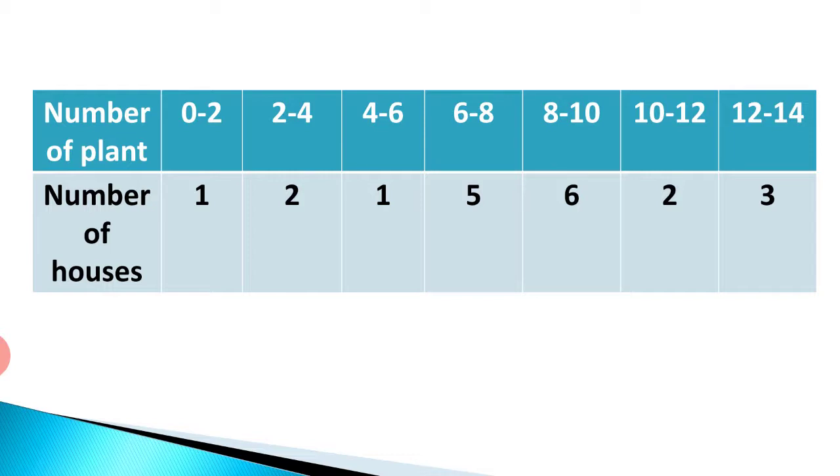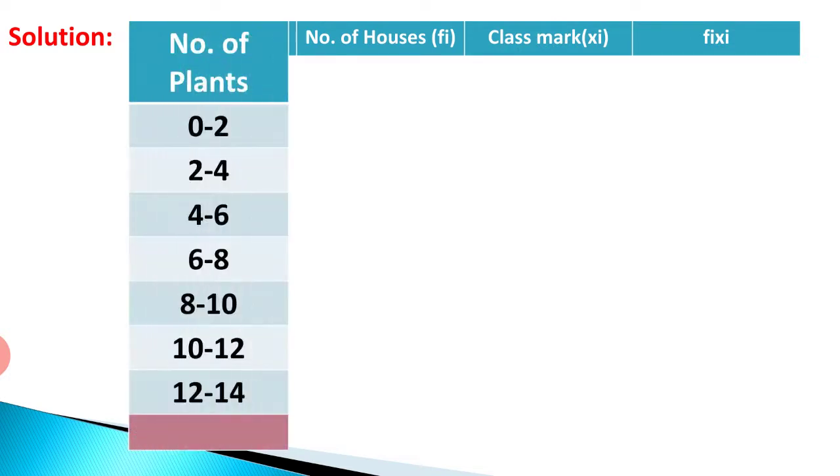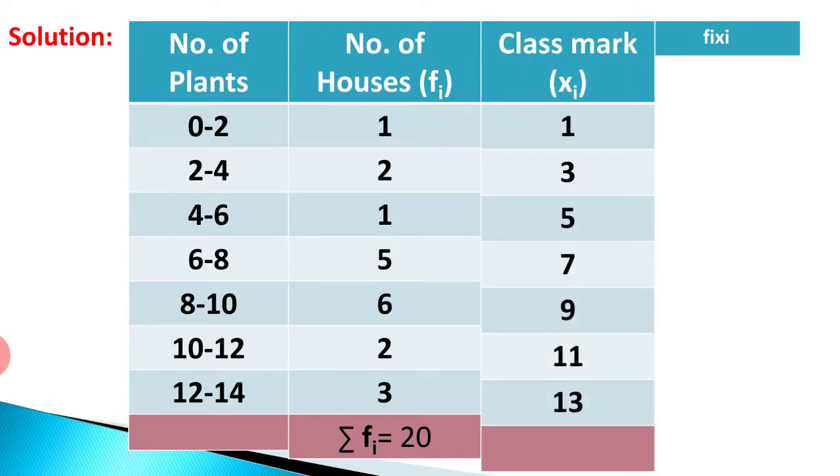So as I told you, here the interval is always represented by its class mark, that is the mid value, the midpoint of the class interval, isn't it? So what will we do? We will find out the class mark for each interval. So let us go for finding class mark. So we make a table again. Here we write number of plants in intervals, then we write number of houses, that is the frequency, and now we write class mark.